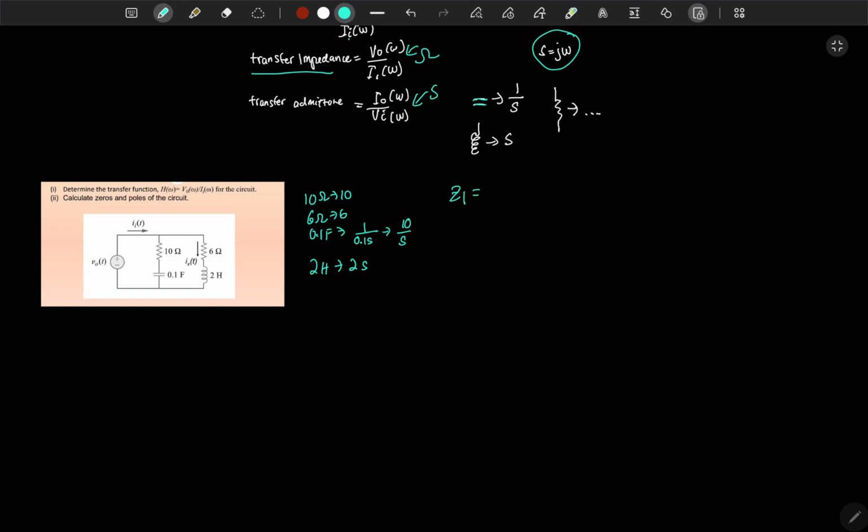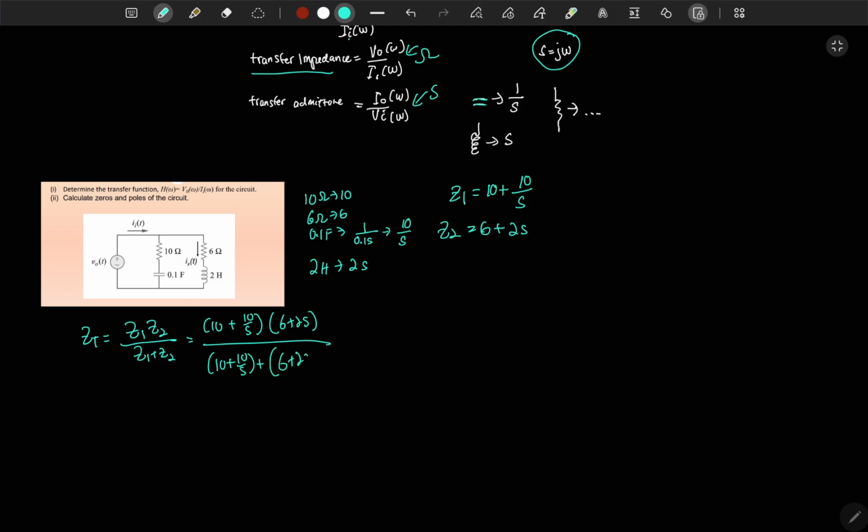Now we try to settle Z1 first. Z1 is this: 10 ohm, which is 10, plus the 0.1 farad, which is now 10 over s. Now Z2 is equivalent to 6 plus 2s. We know that Z total is equivalent to Z1 times Z2 per Z1 plus Z2. So this is 10 plus 10 over s, times 6 plus 2s, divided by 10 plus 10 over s plus 6 plus 2s.